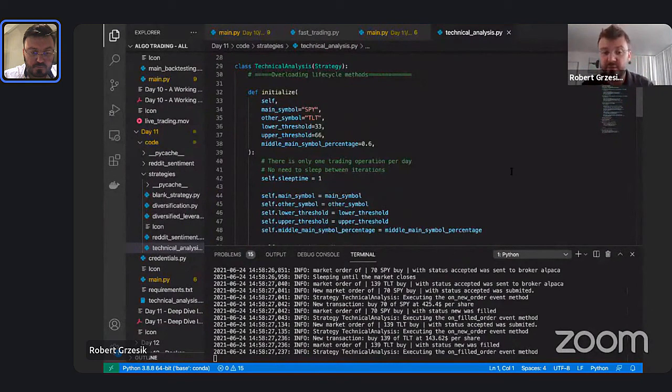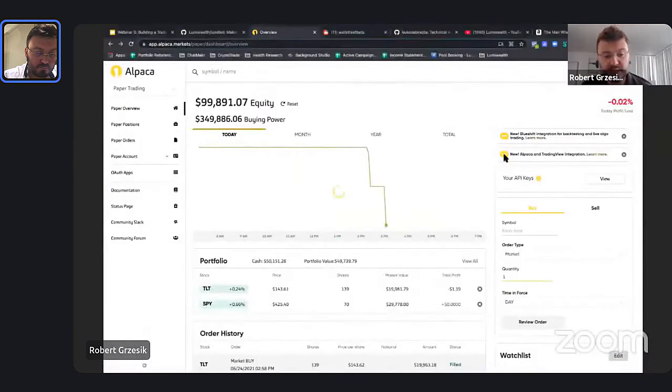If we see it trading right now, you'll see it bought 60-40 SPY, so 60% of the money of 50,000 is put into SPY automatically, and TLT, the other 20,000.